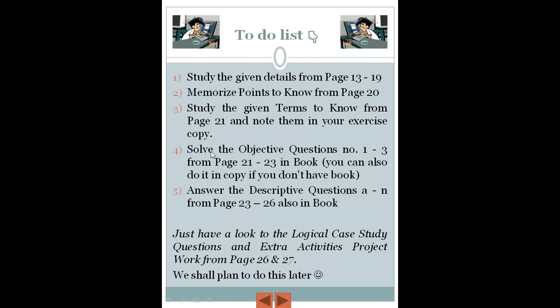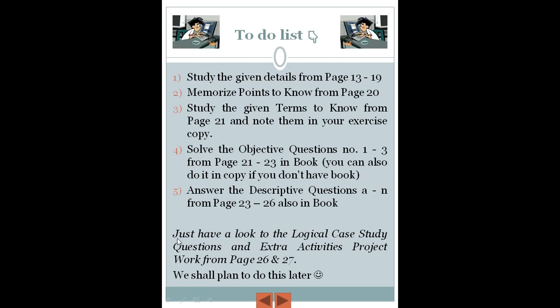Next, solve the objective questions number 1 to 3 from page 21 to 23 in the book. You can also do it in the copy if you don't have the book. Last, answer the descriptive questions A to N, that includes all the questions and answers from page 23 till 26. You can do it in the book, and the same comment as above: if you don't have your book, then you can do it in your copy.